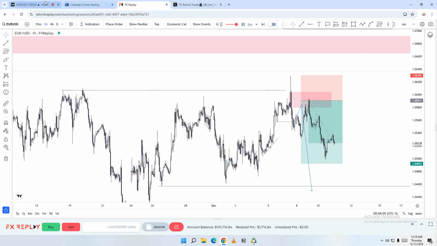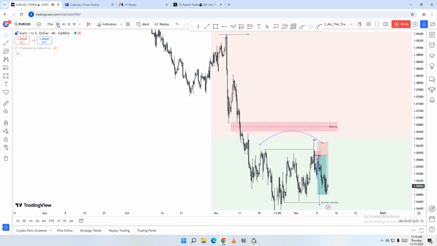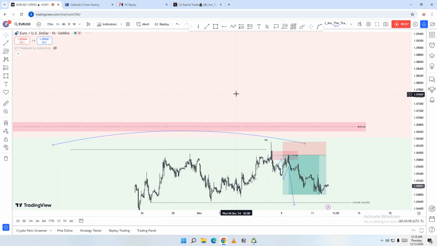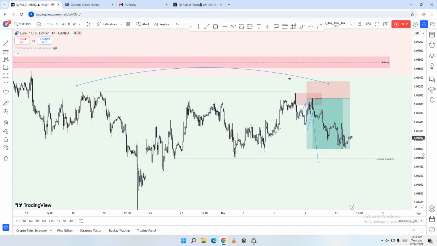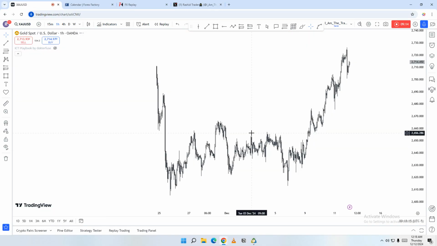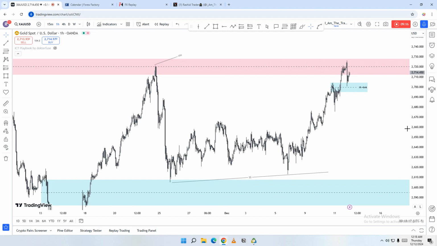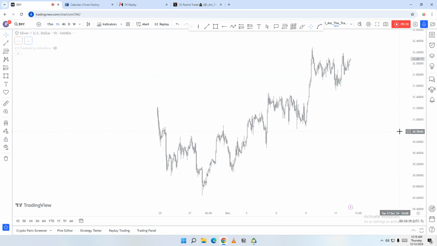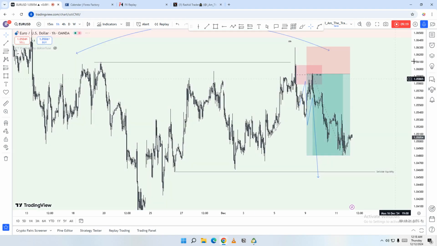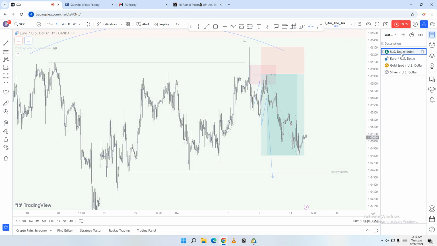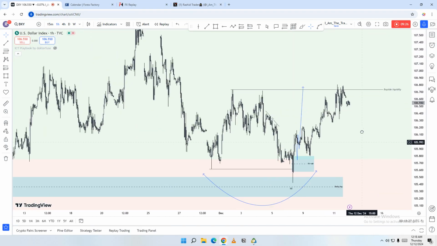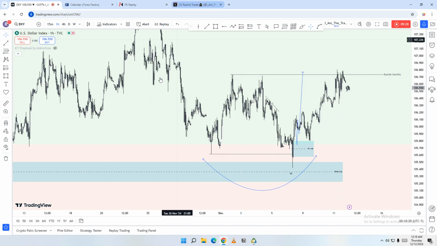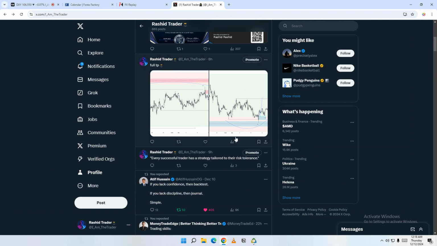Let me show you this actual trade over here. This was the actual trade that I took and hit my 1 to 3 beautifully. It was perfectly analyzed beforehand. Okay, and this was DXY over here. This was analysis from DXY, and you can see it took the relatively equal high. Now let's go to my tweet and show you that I predicted this beforehand.